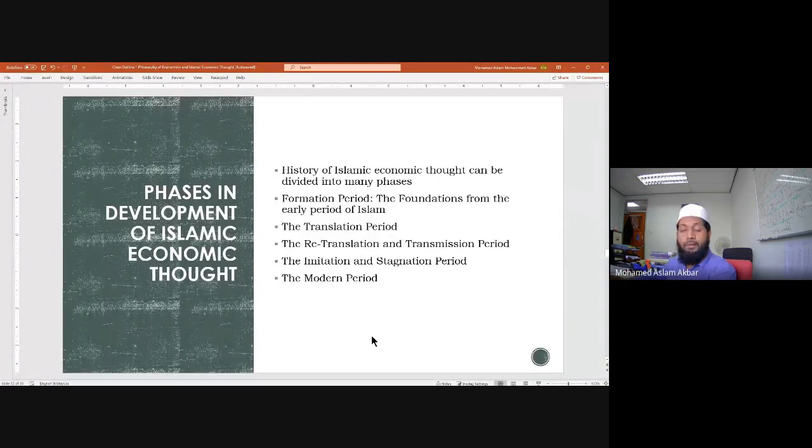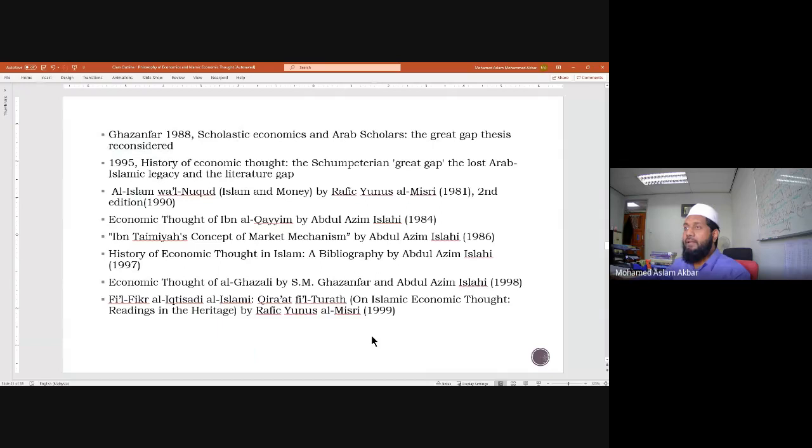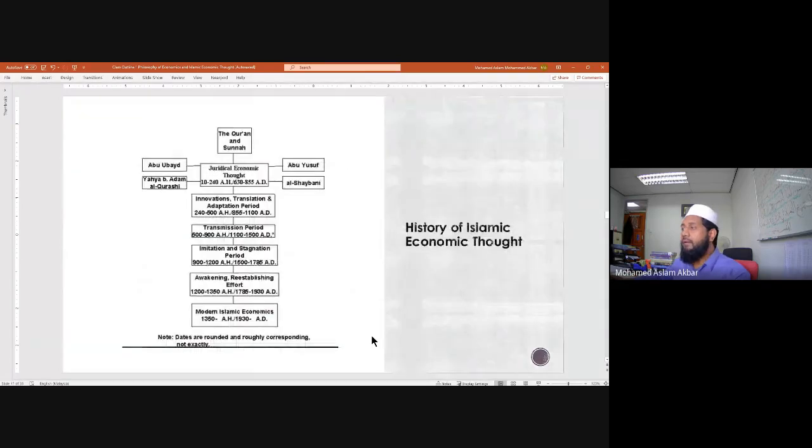Today we are going to talk about the phases in development of Islamic economic thought. Basically, we discussed this last time. I think when I show you this figure, the history of Islamic economic thought, from this picture you can understand that there is a Quran and Sunnah, and then there is a juridical economic thought, which started in the formation period.